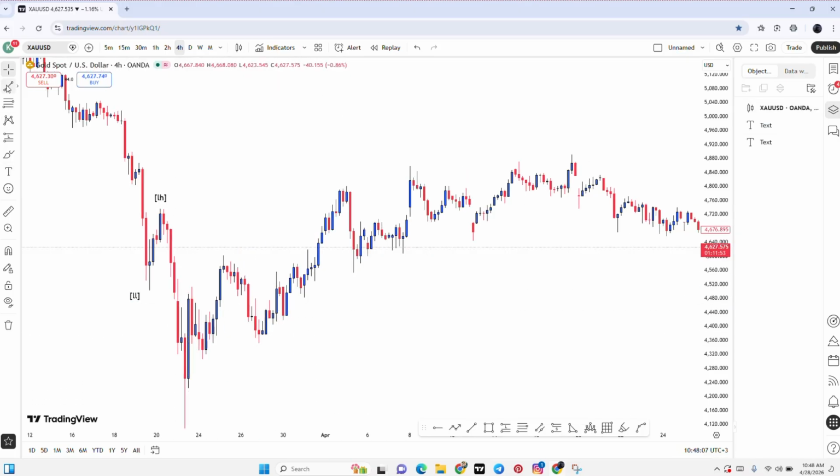So technically, we broke to the downside. You can see we broke to the downside. That's a break of structure. Now if we break to the upside over here, price will have changed character to bullish.